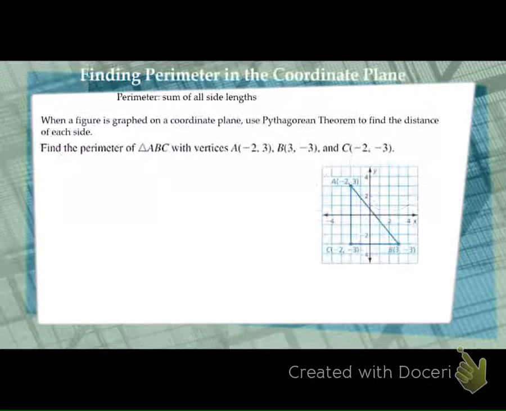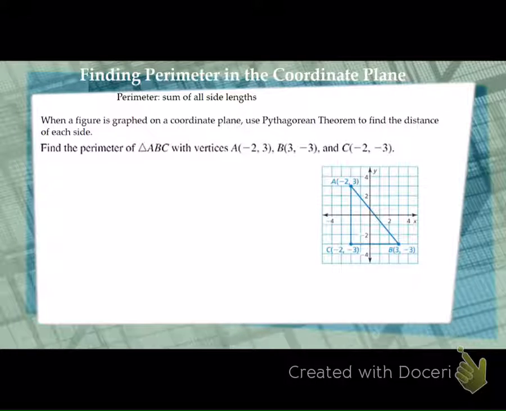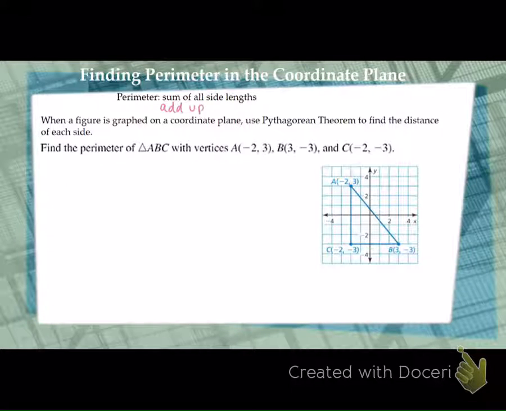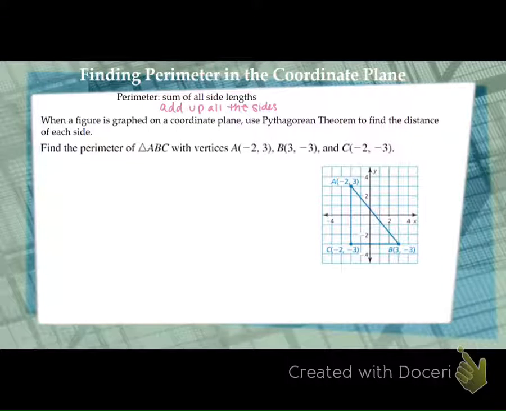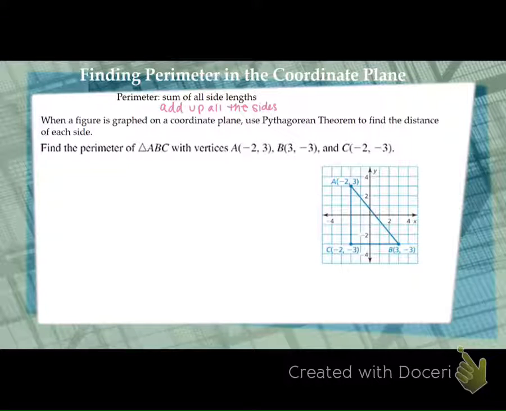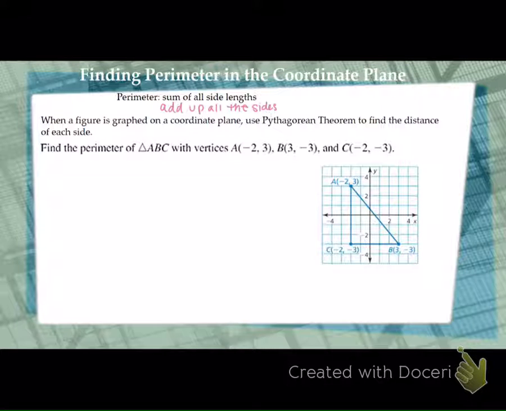All right, so the next thing says, remember we're going to be finding the perimeter in the coordinate plane. To find the perimeter, you take the sum of all the side lengths. That means add up all the sides. So sum means add. When a figure is graphed on a coordinate plane, you can use the Pythagorean theorem to find the distance of each side. You could also use, if it's not a right triangle, what else could you use to find the distance on a coordinate plane? What's the other thing you could use?